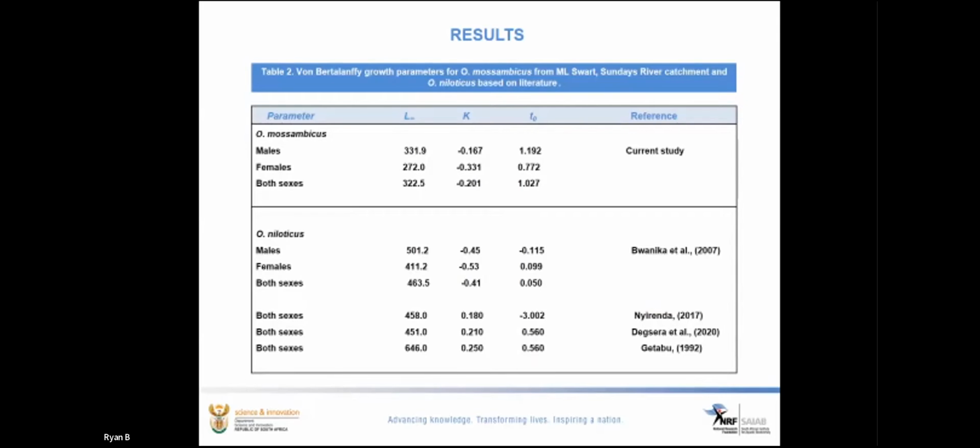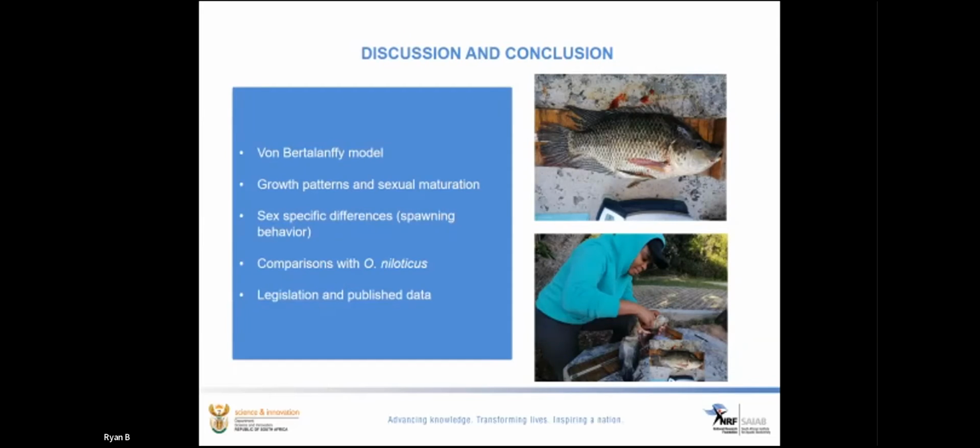And then comparisons with Nile Tilapia were based on literature, and they showed that Nile Tilapia had higher asymptotic length than Oreochromis mozambicus for combined sexes. And when we look at sex-specific differences for both species, males were found to grow faster than females. The growth model provided a good fit to length-at-age data for Oreochromis mozambicus.